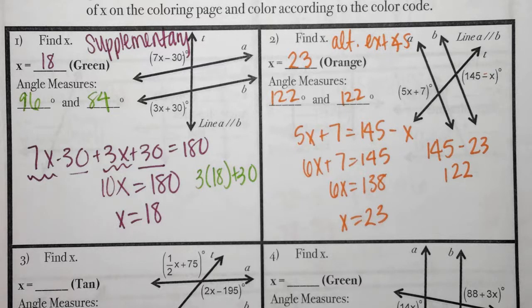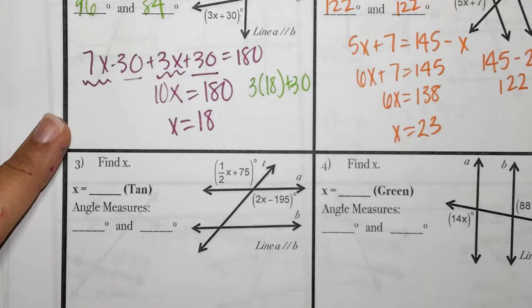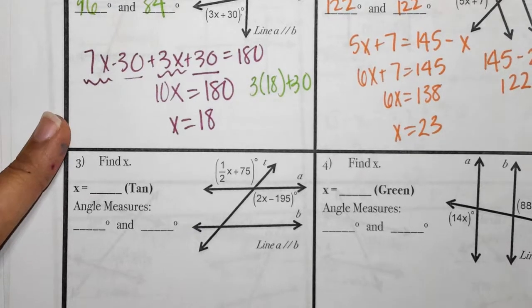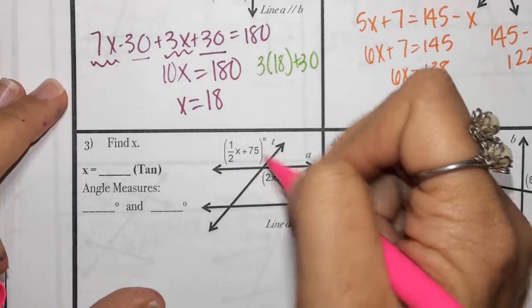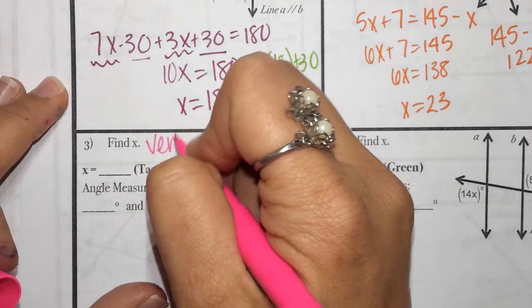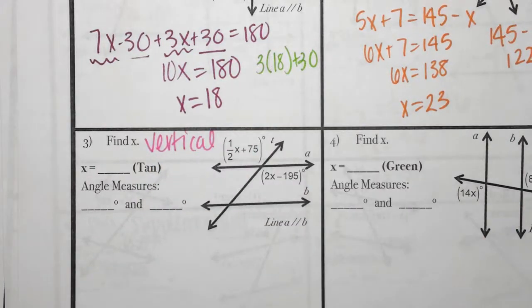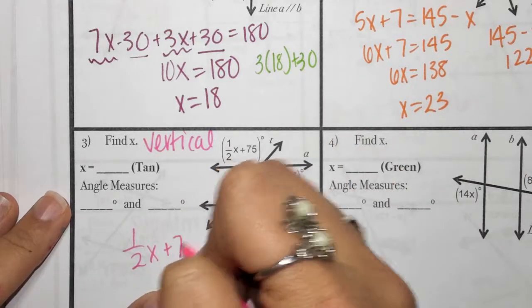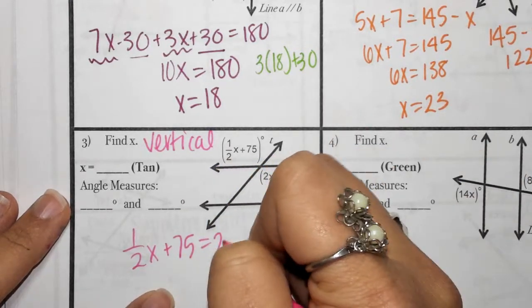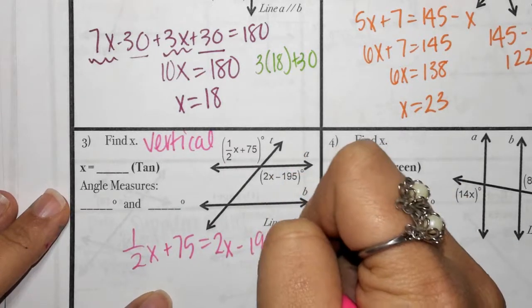I have reasons. Number 3. What kind of angles are those? No. Those are vertical angles. Y'all, they make an X. That means that they're vertical. And what do we know about vertical angles? They're congruent. And we are not afraid of fractions, right? We are not afraid of fractions.